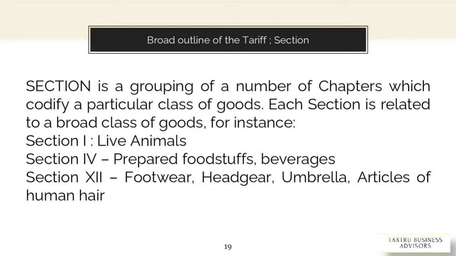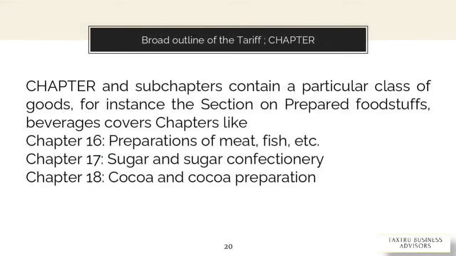Why are they trying to group all these items or goods? Because to avoid any sort of ambiguity. If I want to see something related to live animals, I'll certainly go to that section. Then in the section I would check which chapter it falls in. So the next step is to identify the chapter.